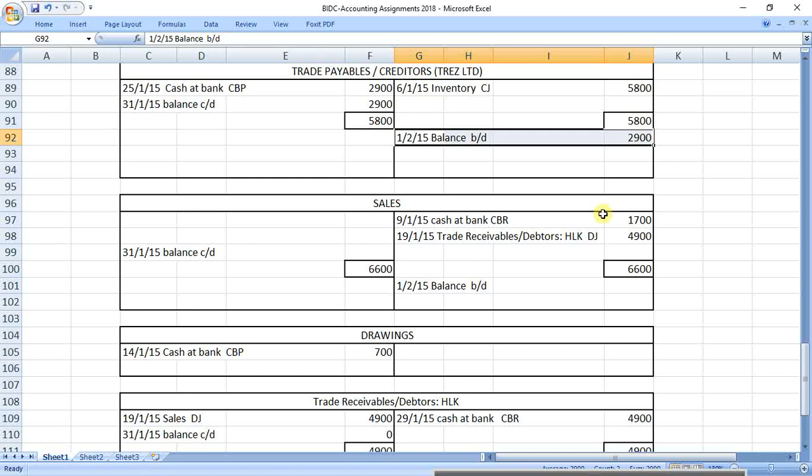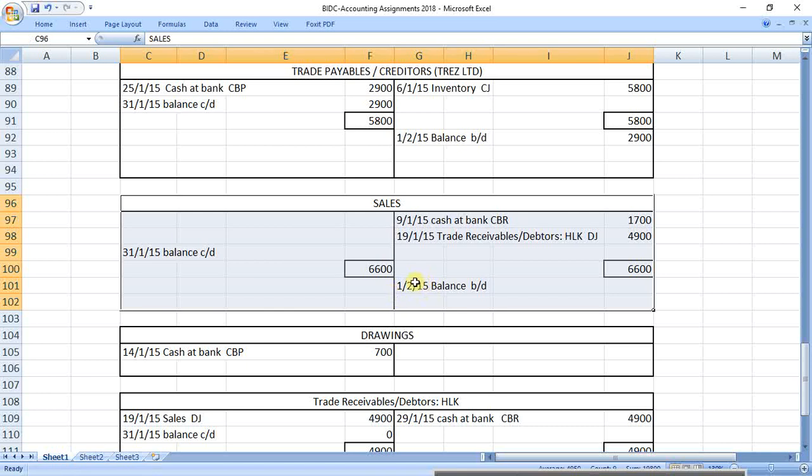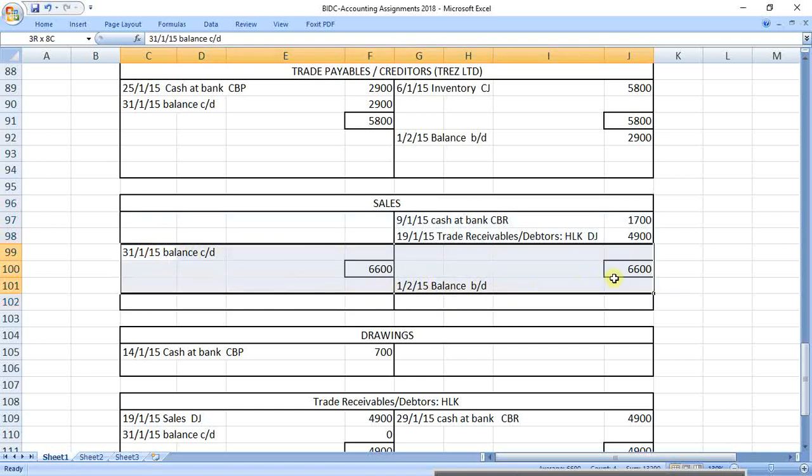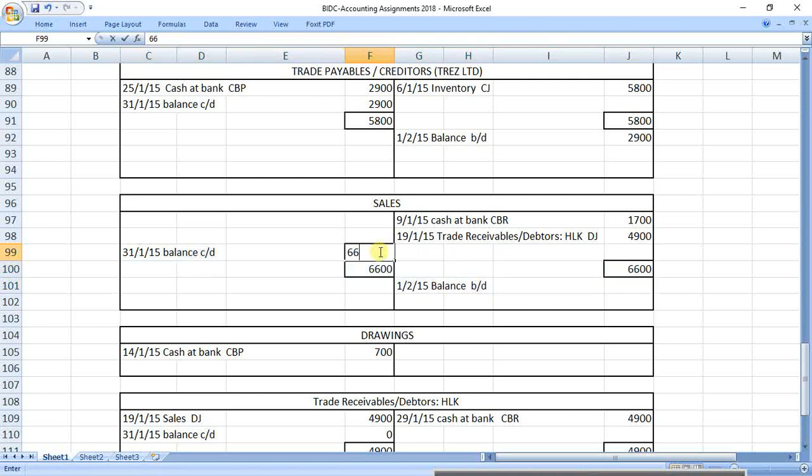Sales. Yeah, sales, credit balance. It's basically just the total. 6,600. Also for sales. I just need to write the figures in. 6,600 there, 6,600 there.